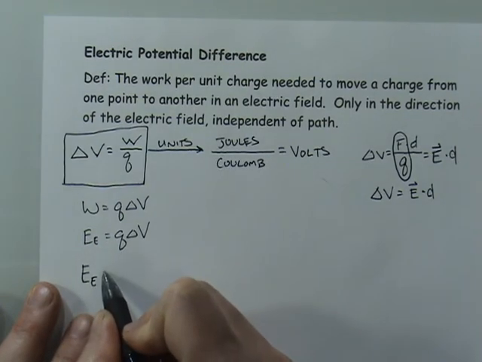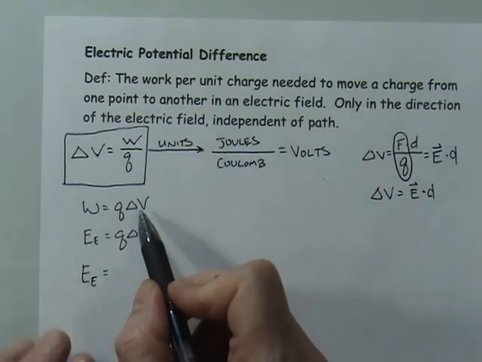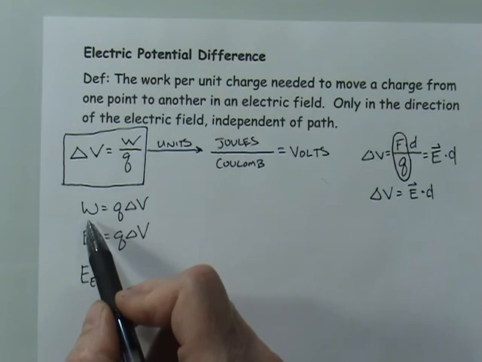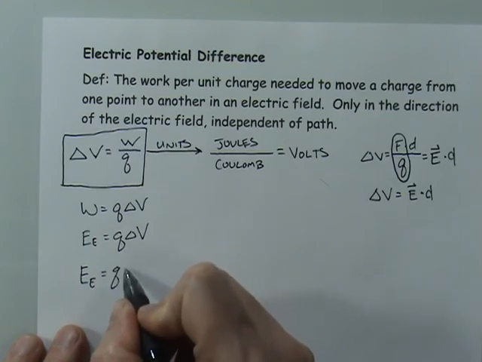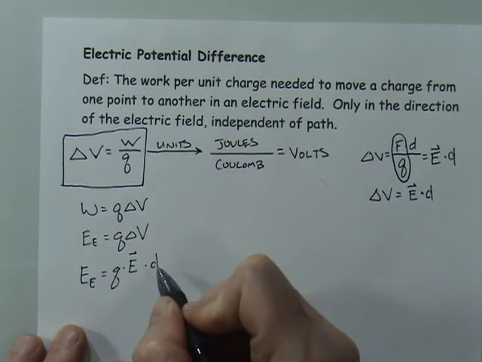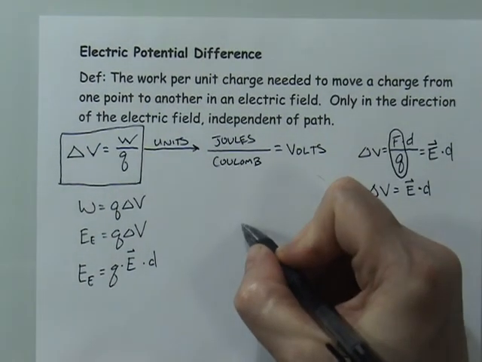and say that electric potential energy is equal, and now that's really important. This is electric potential difference. This is work per unit charge. But as it is solved for right now, this is just the energy. This is just going to give me some answer in joules. So it's going to be Q times E times D. Okay, now that should be very familiar.